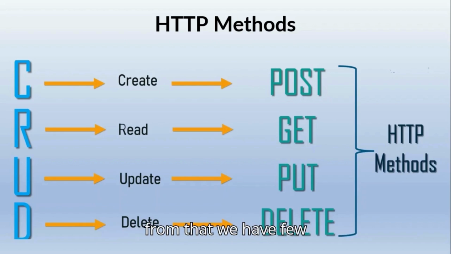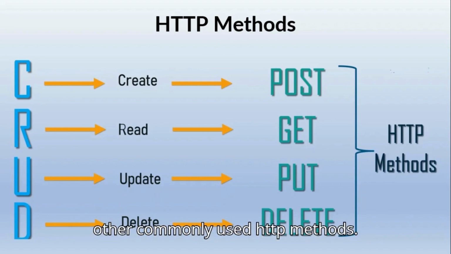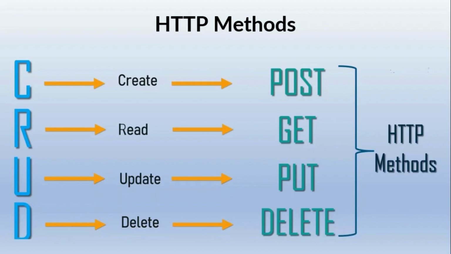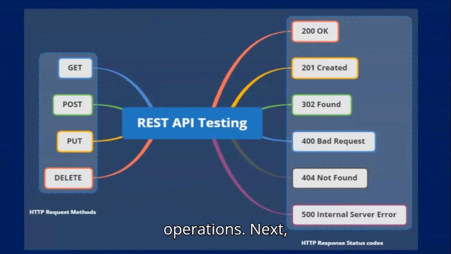Apart from that, we have a few other commonly used HTTP methods. One is patch, which is used for modifying a resource on the server. Another is options, which fetches the list of supported options of requests present on the server. So post, get, put, and delete correspond to create, read, update, and delete operations, which are commonly called CRUD operations. Next, let's dive into REST API testing.